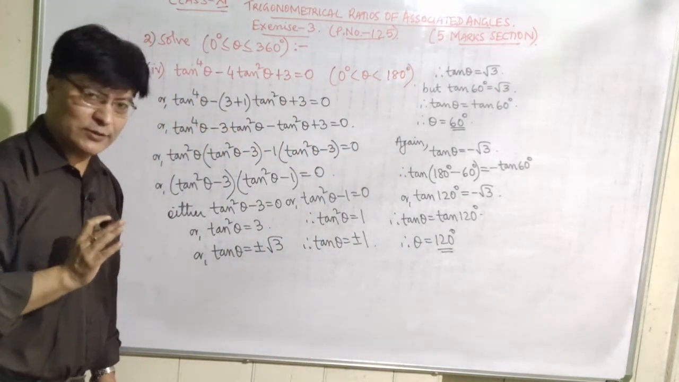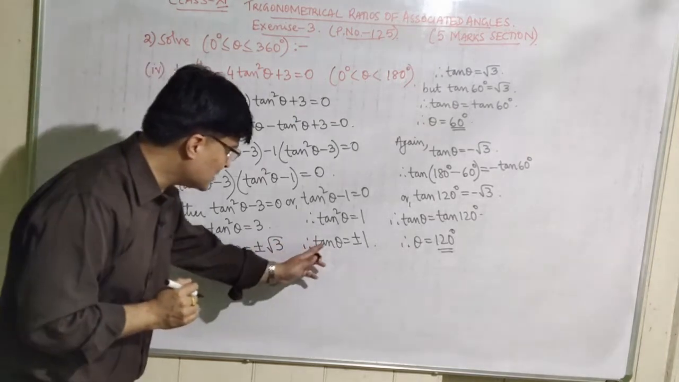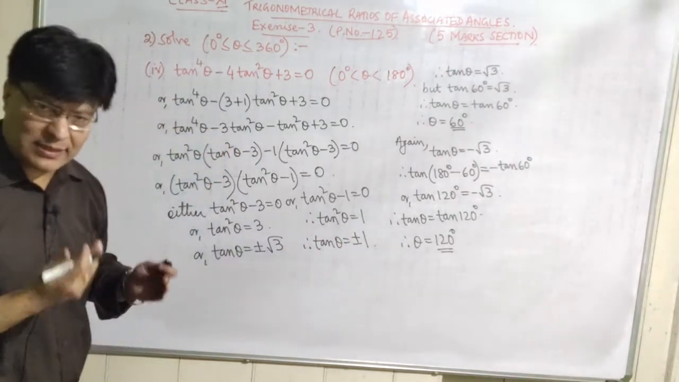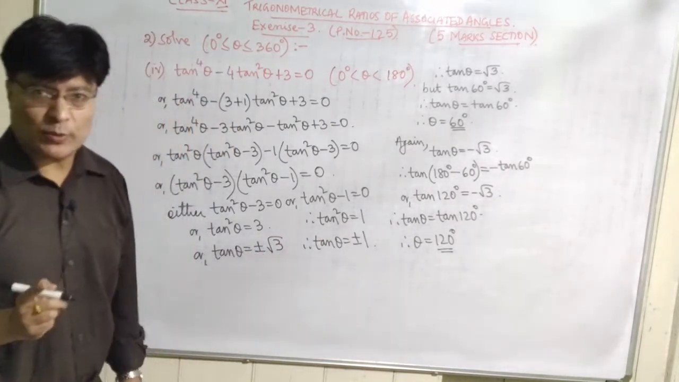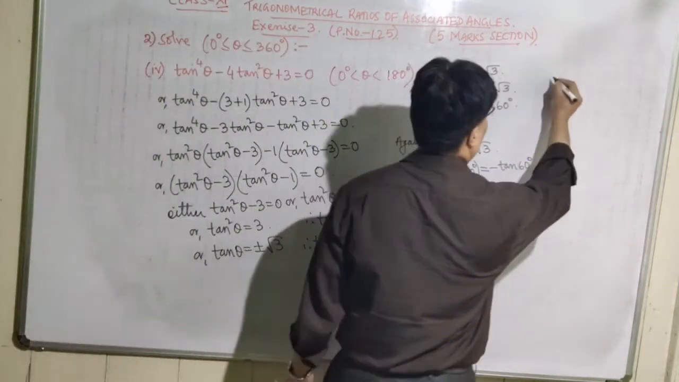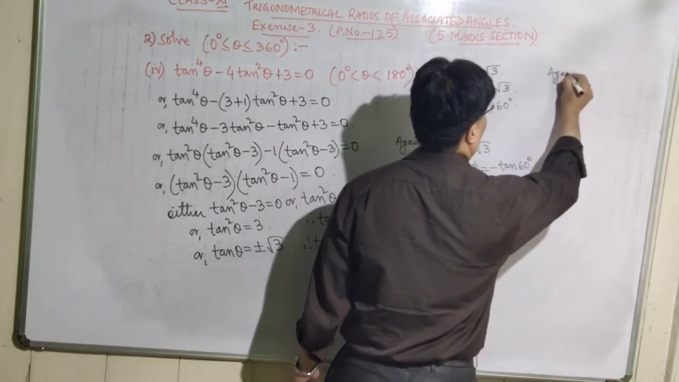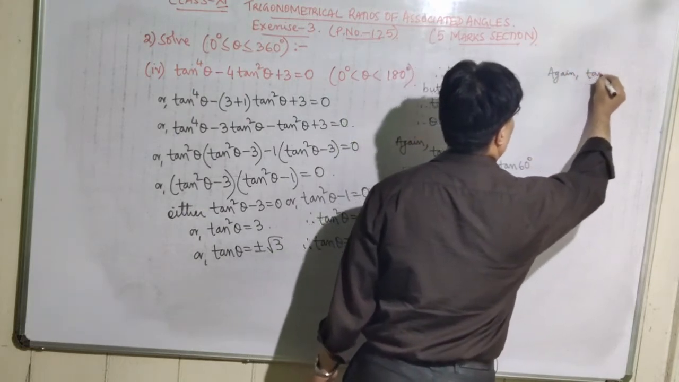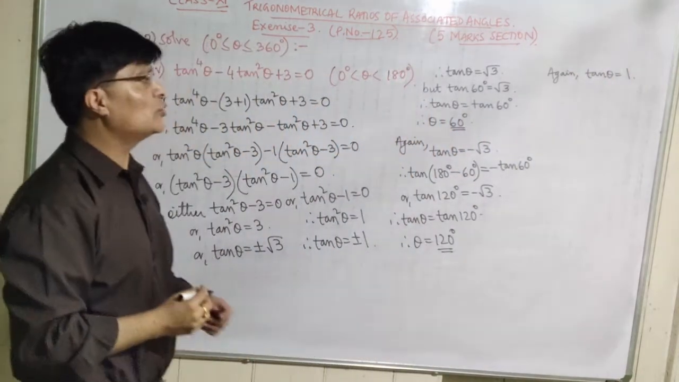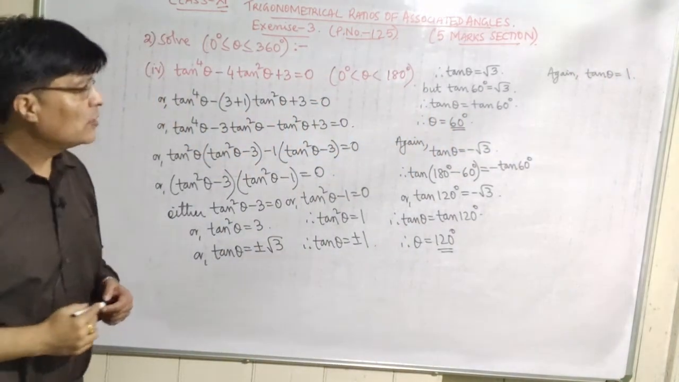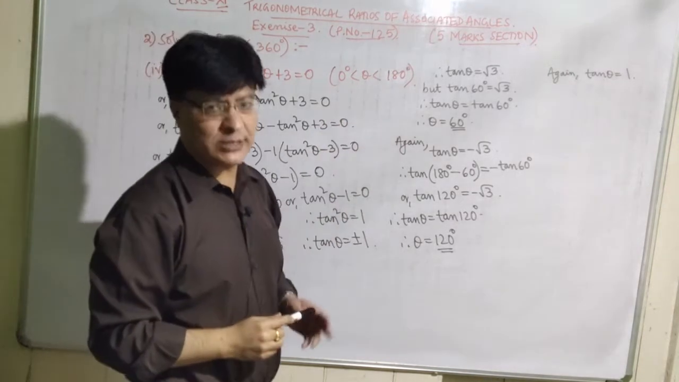So I think you have understood it. Again, tan theta is equal to plus minus 1 is there. Let us get the value for theta here also. Let us take tan theta is equal to plus 1. So again tan theta is equal to plus 1. So plus sign usually we don't write it. Okay. So here also tan theta is positive.